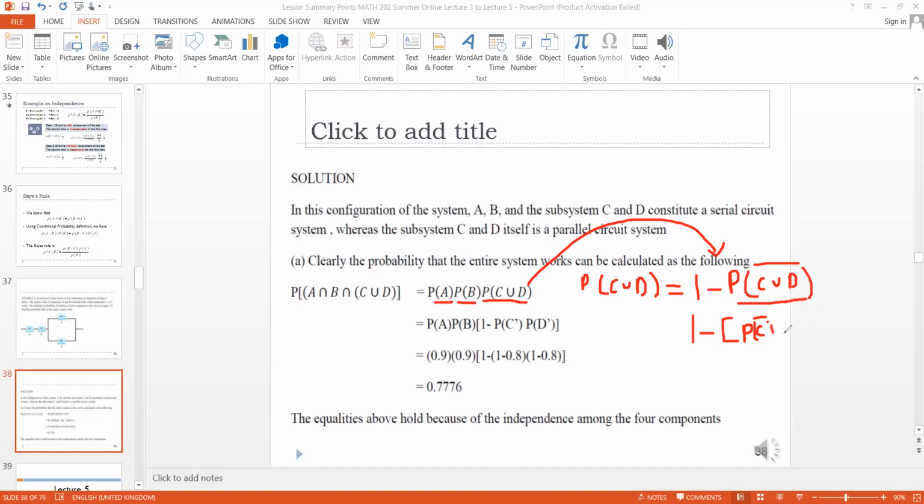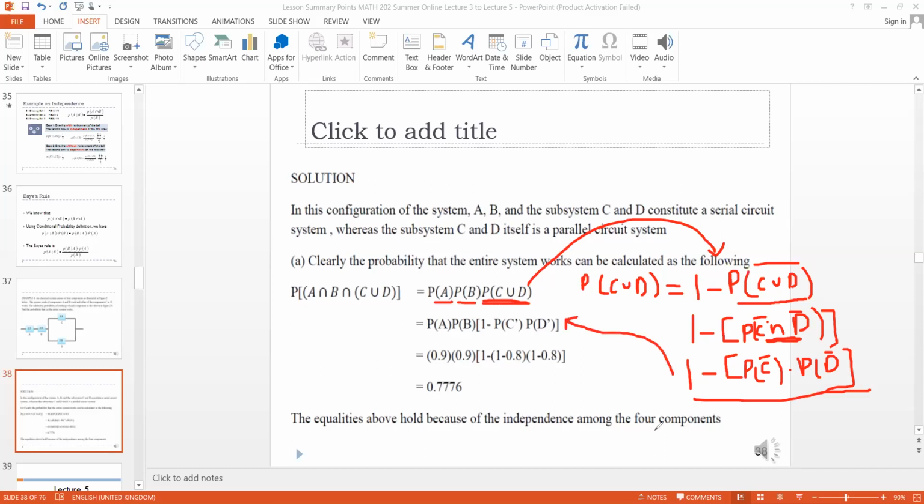Okay, intersection what? D complement, okay? Yeah, and then since the events are independent, we can write what? P of C complement times the probability of D complement. Good. So that will be 1 minus this, right? So we replace the whole of P of C or D with this whole term, which gives us this.